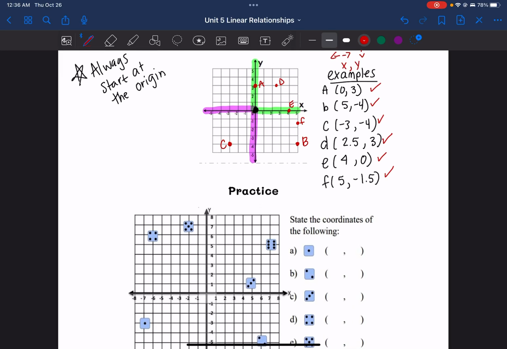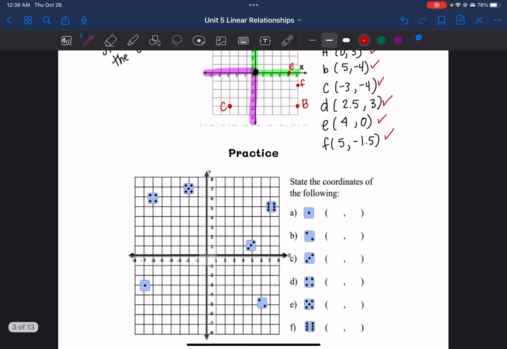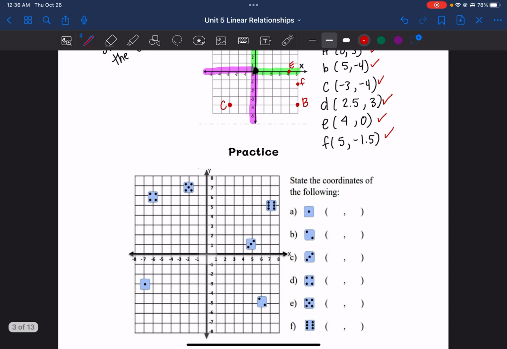All right, now that we've done a couple of those, let's do it to where we are trying to find the points. So here, these are by die. So let's look at die 1. Die 1 is going to be at, if I start at the origin, I'm going 1, 2, 3, 4, 5, 6, 7, all the way till I get here. So that is going to be negative 7. And then from negative 7, I'm going to go 1, 2, 3 down to get to the die. So that would be negative 3.